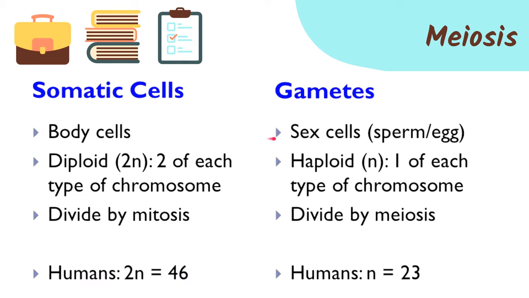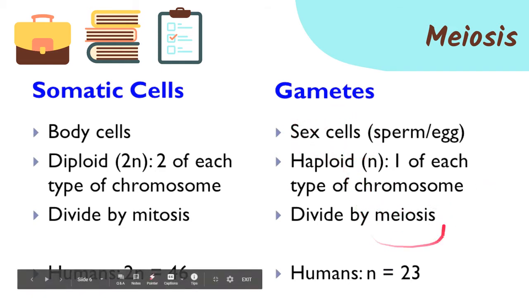While meiosis is performed by gametes. Those are your sex cells, sperm and egg. So the resulting daughter cells are haploid, half. They just have one copy of each type of chromosome. And gametes, sex cells, they divide by meiosis. So in humans, the product daughter cells are haploid, so they have 23 chromosomes.